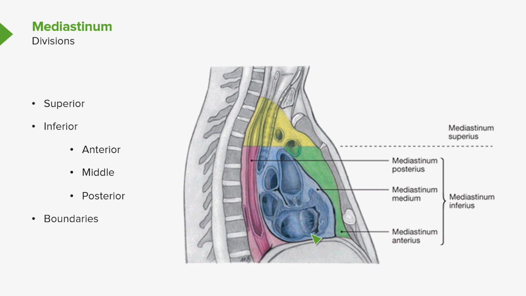Everything else then is going to be in the middle mediastinum, and your major occupant will be the pericardium and its attendant heart and great vessels.